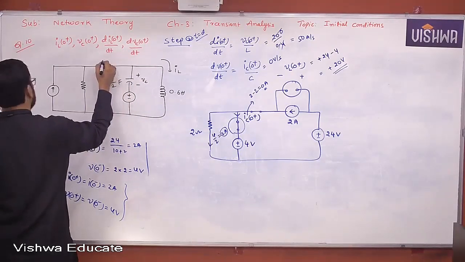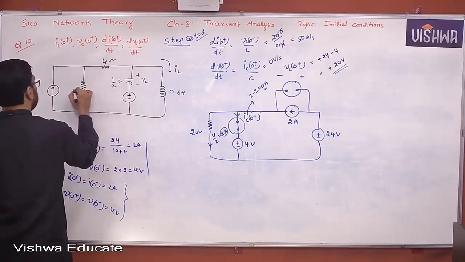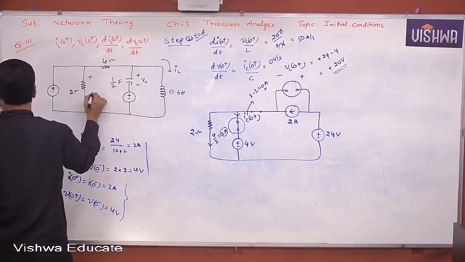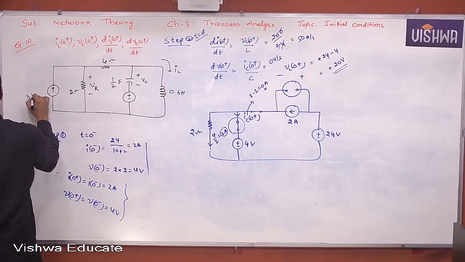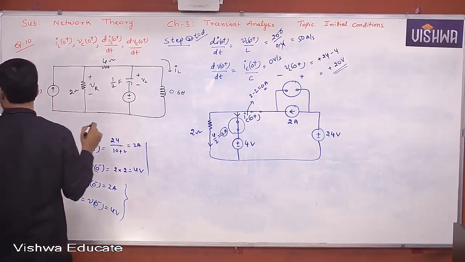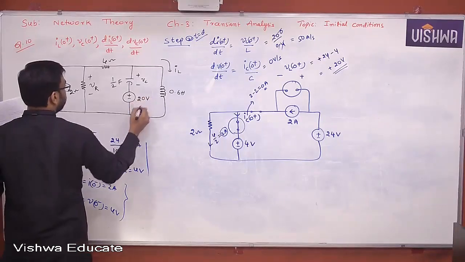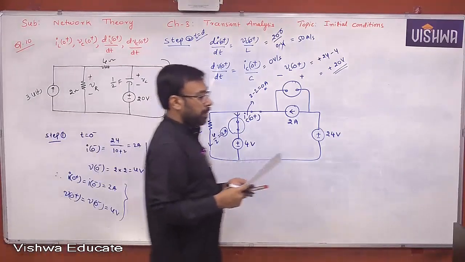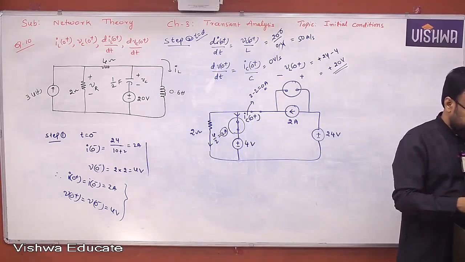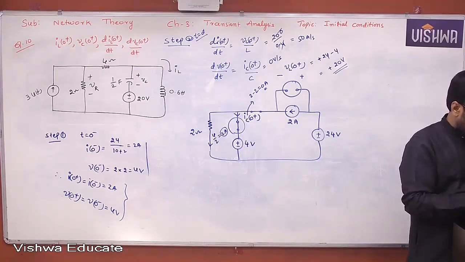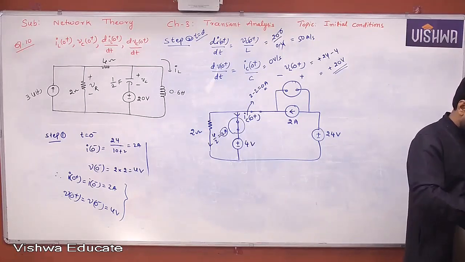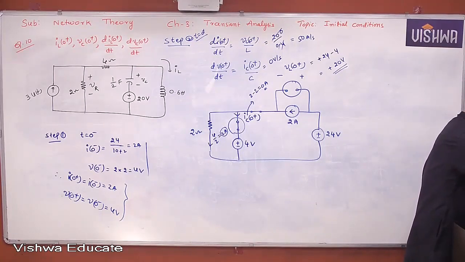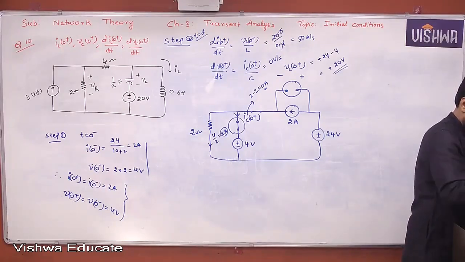One by 2 farad, 4 ohm, 2 ohm plus minus VR, 3 U of t, 20 volt. Okay, so that's the problem given, and let us now look at the solution.